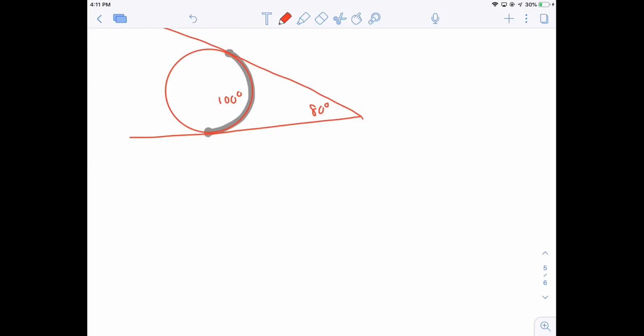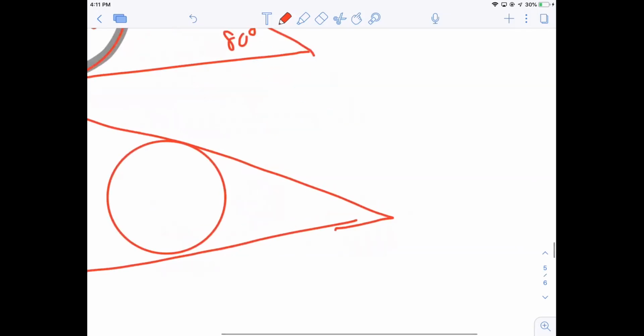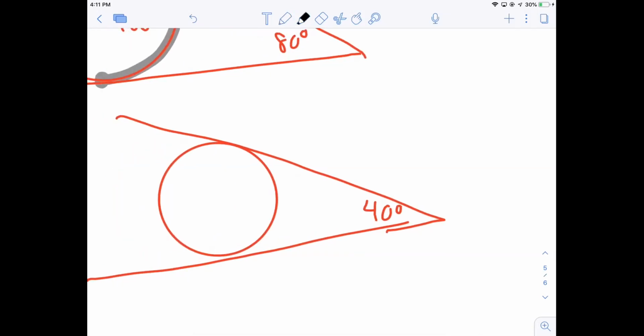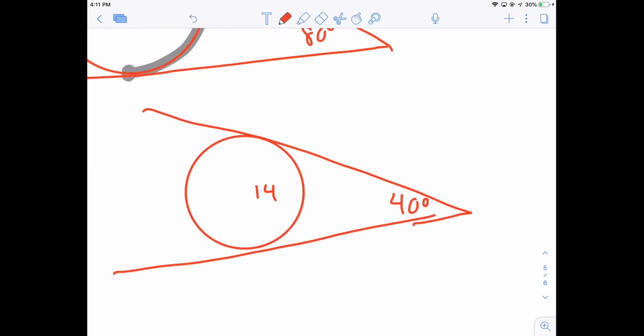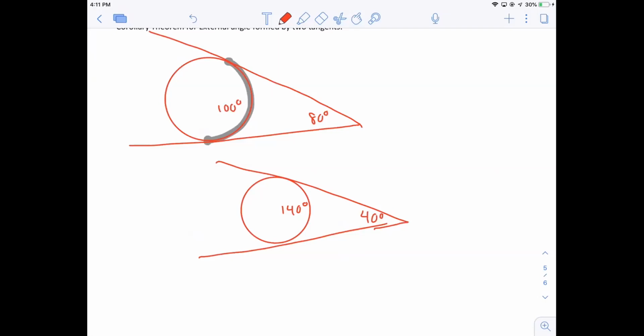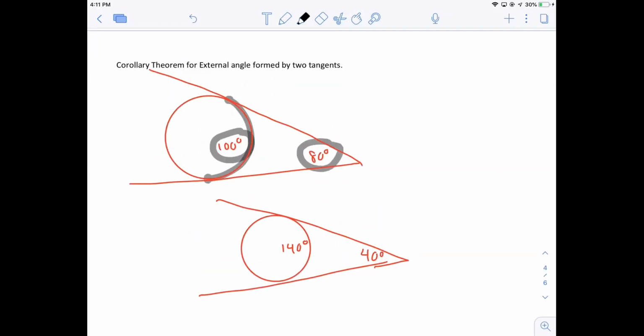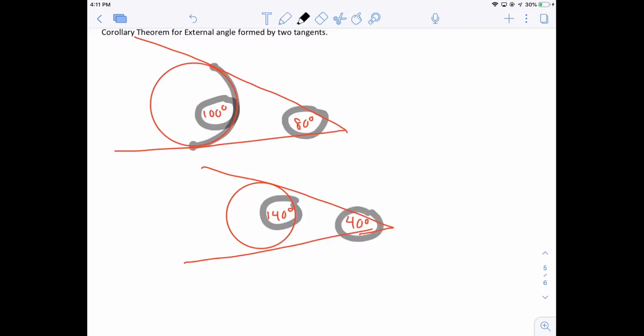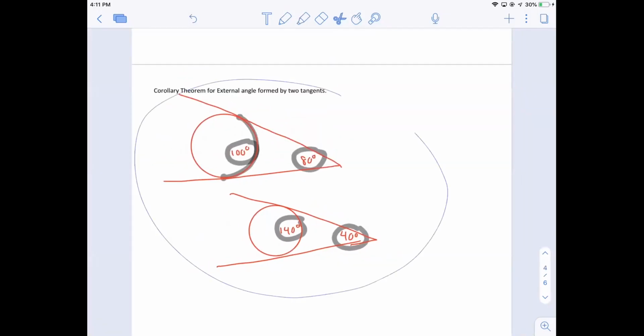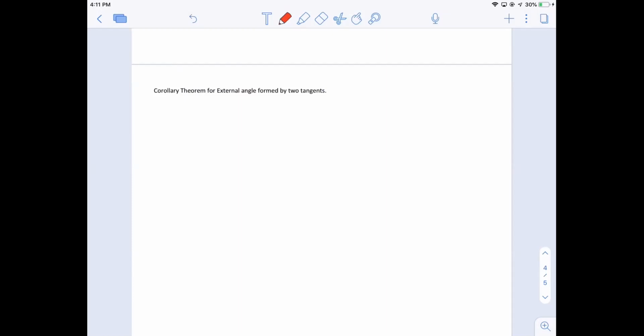What if I had another circle, and again, two tangents, and let's say this angle here is 40 degrees. What is this going to be? Well, that's going to be 140. So I don't know if you notice anything, but these two angles are going to be supplementary, or the measure of those two degree values are going to be supplementary. And let's do a quick proof of this and see how we can get that. So this is a corollary theorem for external angles formed by two tangents, and this is only for two tangents.